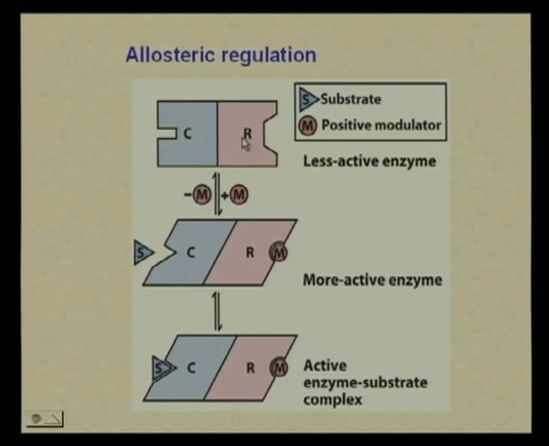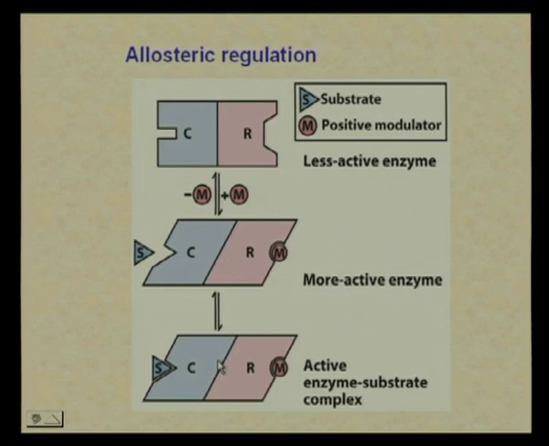So, what we have is the positive modulator that is going to act on a less active enzyme to give you a conformational change. The conformational change is going to amount to what? It is going to amount to a fit of the substrate to the enzyme now, which was not possible earlier. Now it is possible, and you form an active enzyme-substrate complex that can then go on to form the product.